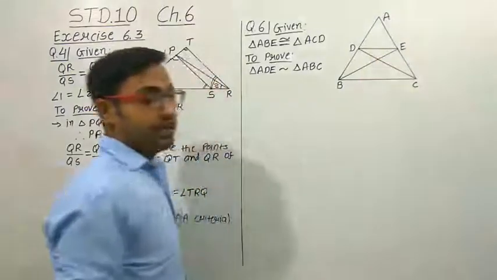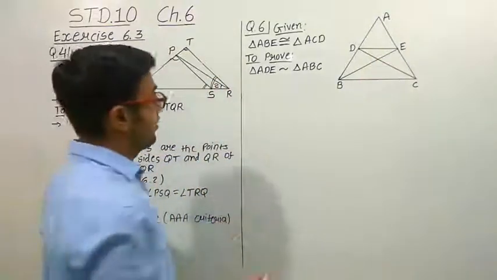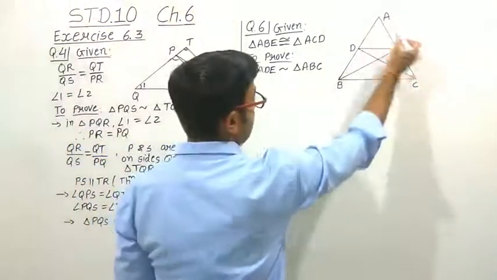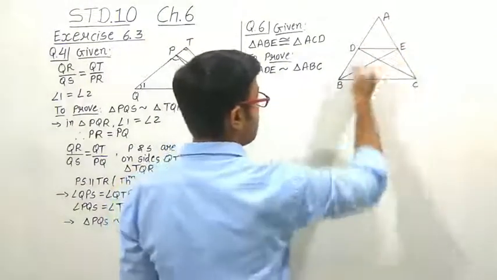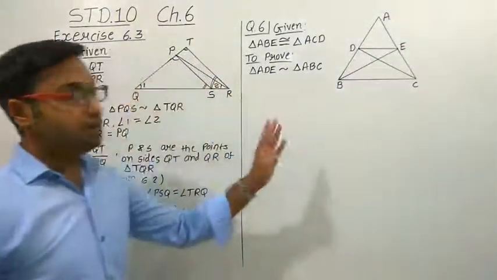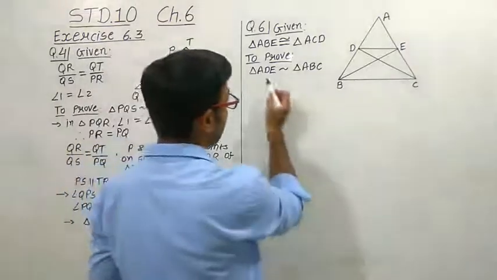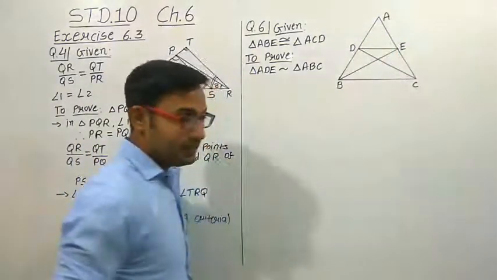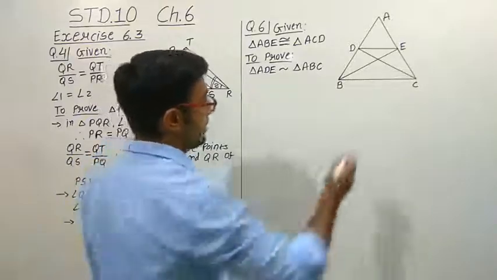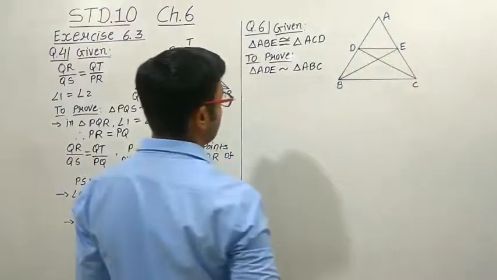These two triangles are given as congruent. ADE, this smaller triangle, and ABC, this bigger triangle. We have to prove that both the triangles are similar. So one thing we can notice here is that in both the triangles, angle A is common. Yes, angle A is common in both the triangles.